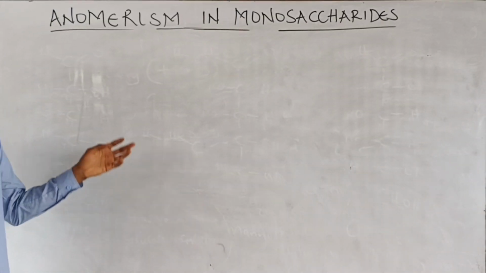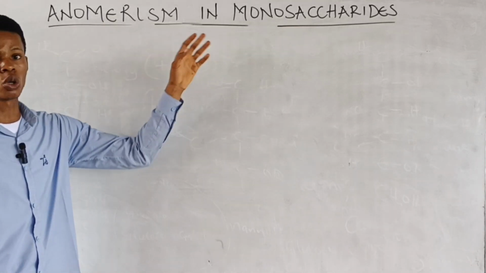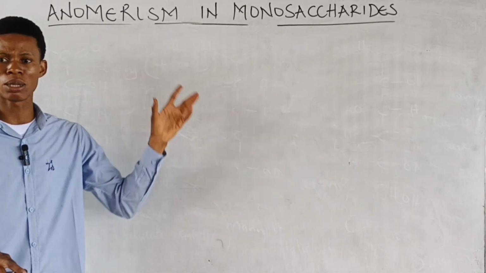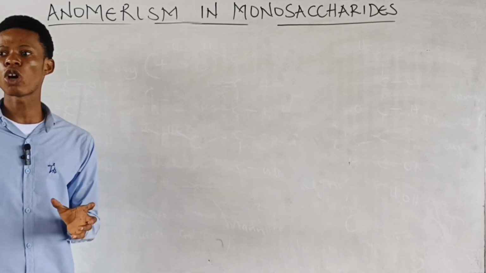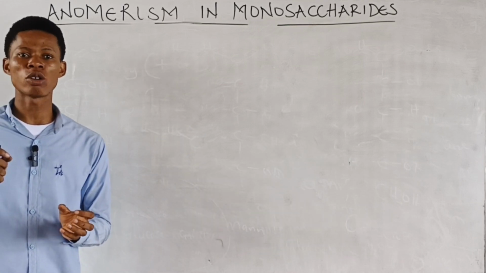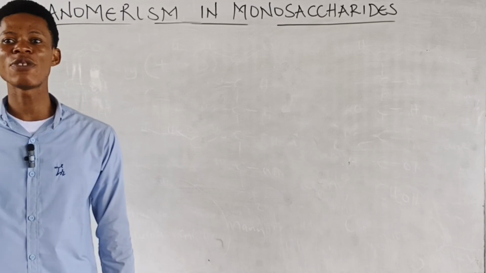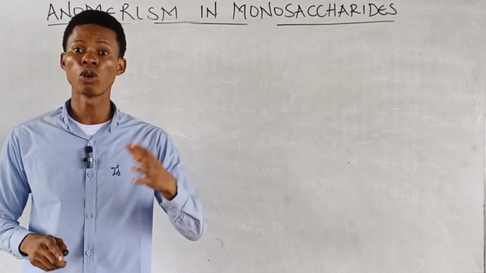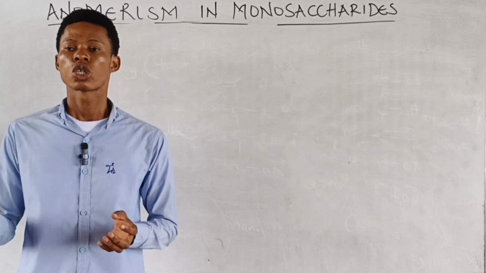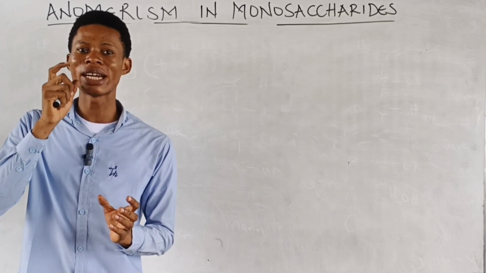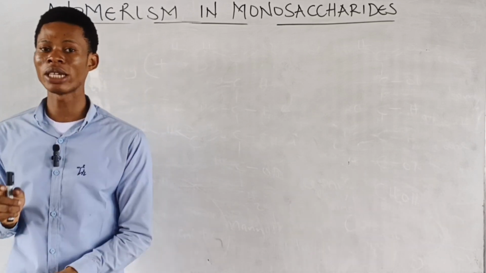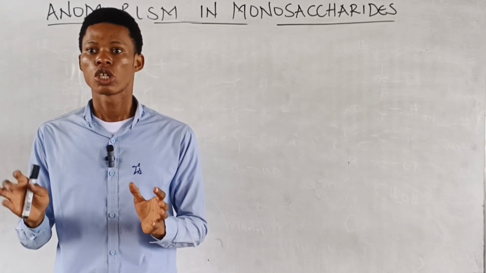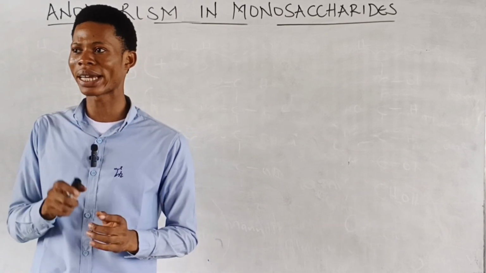So let's look at anomerism in monosaccharides. First, anomerism is a phenomenon whereby compounds having the same structure differ in only the anomeric carbon. The anomeric carbon is carbon 1. So if the difference is in the anomeric carbon and all other ones remain the same, we call them what? Anomers. Do you understand that? So they differ only in the anomeric carbon.